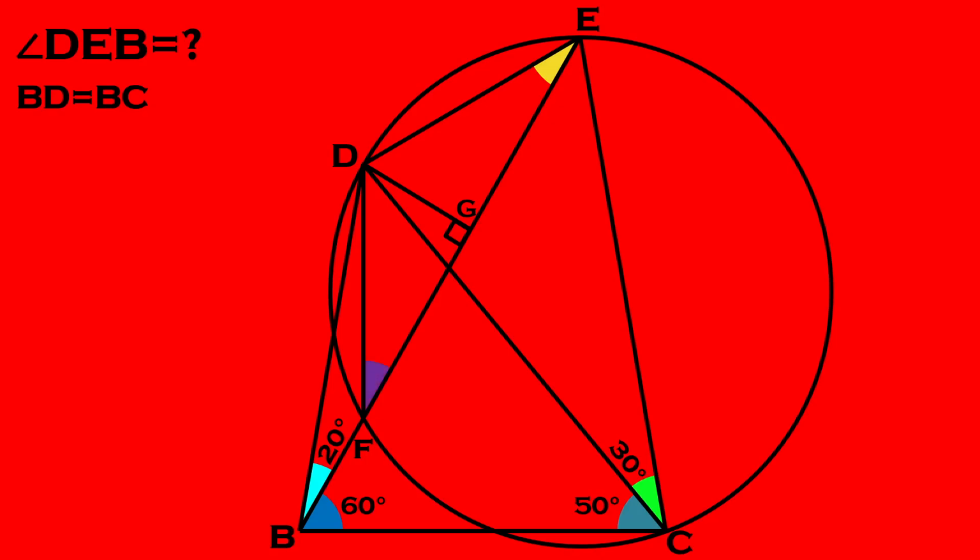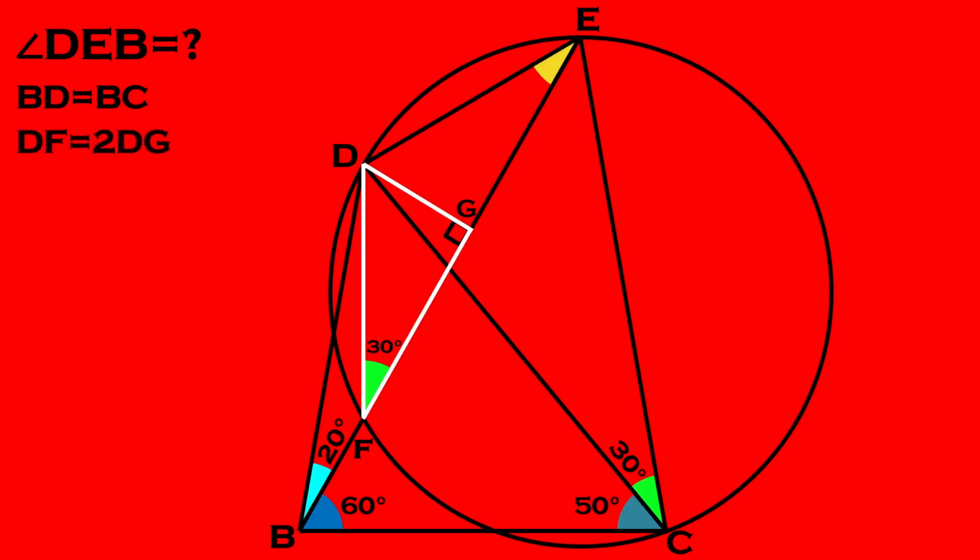If we notice the purple and the green angles, they both intercept the same arc DE. Therefore, they must be equal to each other. Now, focusing our attention on the white triangle, we can see that it's a right triangle with one of its angles 30 degrees. Therefore, according to a geometric theorem, the hypotenuse DF is double the segment DG.